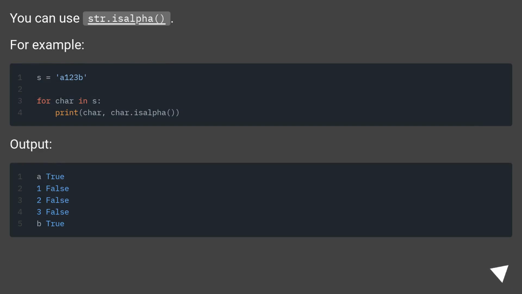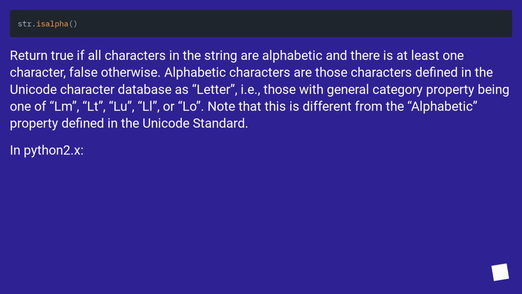You can use str.isalpha. For example, output. It returns true if all characters in the string are alphabetic and there's at least one character, false otherwise. Alphabetic characters are those characters defined in the Unicode character database as letter, i.e., those with general category property being one of Lm, Lt, Lu, Ll, or Lo. Note that this is different from the alphabetic property defined in the Unicode standard.